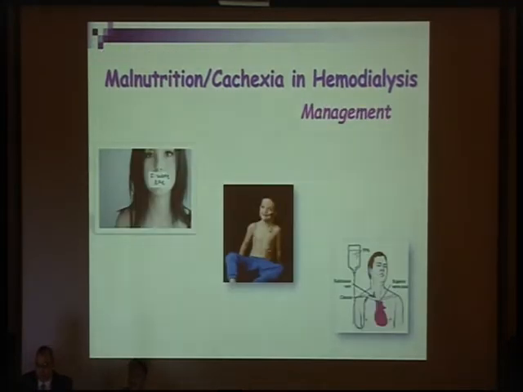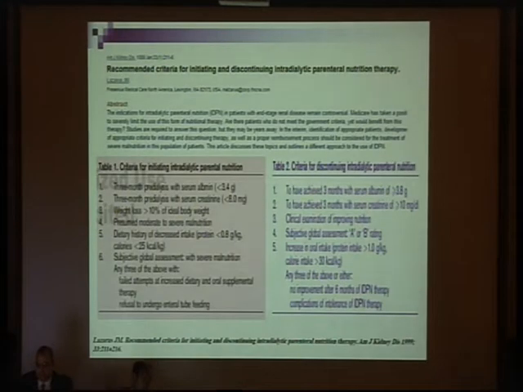As for management of the malnutrition in hemodialysis, there are certain criteria for initiating the intradialytic parenteral nutrition, like if there are 3 months pre-dialysis with hypoalbuminemia, or 3 months pre-dialysis with serum creatinine which is elevated, weight loss of more than 10% of the ideal body weight, presumed moderate or severe malnutrition, or a bad dietetic history.